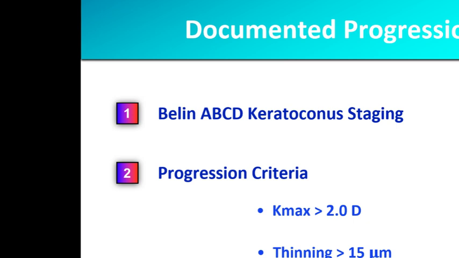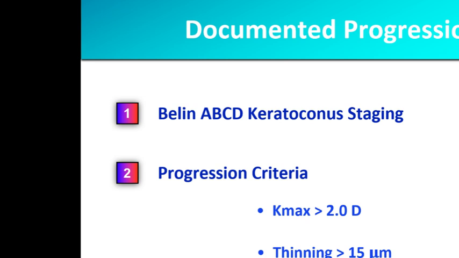Thinning at the thinnest location of more than 15 microns, together we say there is progression. But if we find one and the other one did not change, no progression, it is an artifact. Okay? Surface eye diseases affect very much taking any capture. So if you don't have this, you can go for this.